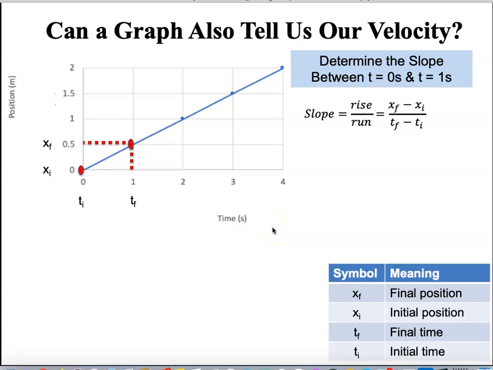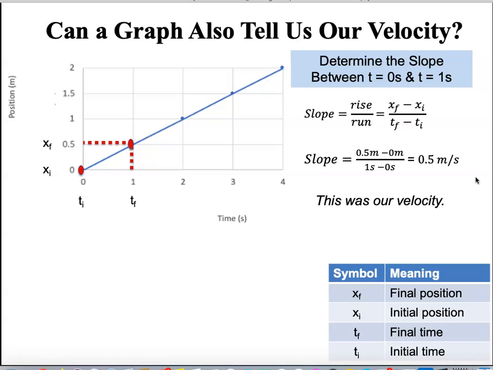It's not just y versus x. So the change in position divided by the change in time, because it's the rise divided by the run. So if we substitute our numbers, we say, oh, well, 0.5 minus 0 divided by 1 minus 0. And that gives us 0.5 meters per second. And that is a positive value.